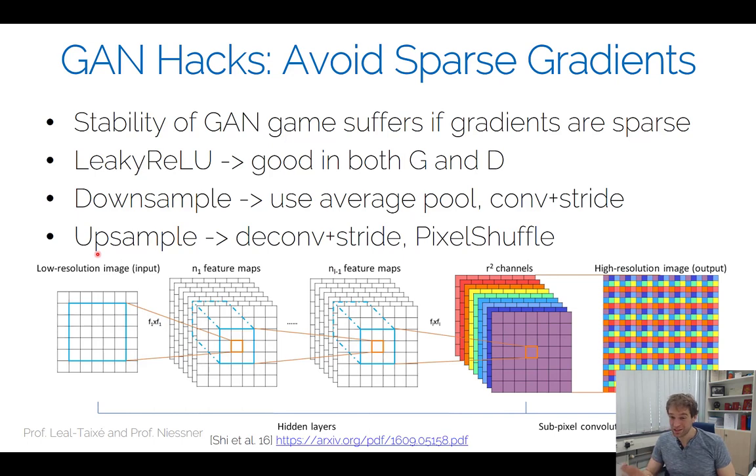Still, the high-level advice is to just use these again to start. And then once you get this one to train, you can play around with these things. This one will not make or break it right away if you have a working architecture. For downsampling, use average pooling or convolutions with strides. For upsampling, use deconvolution with stride, and so on. There are things like pixel shuffle you can do. It helps a little bit.